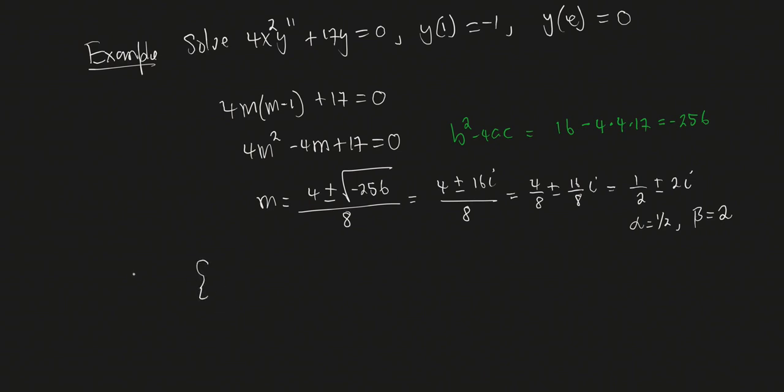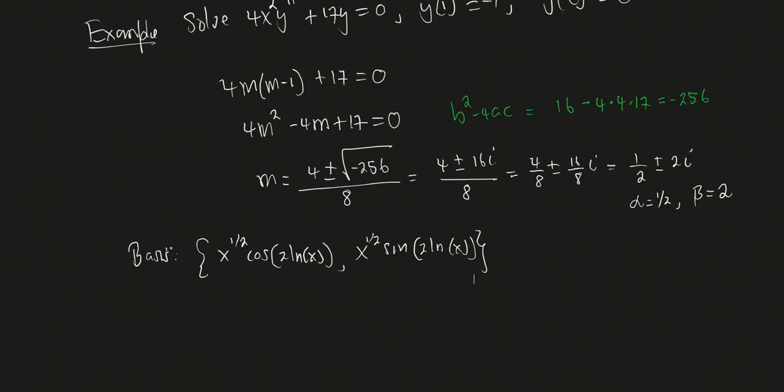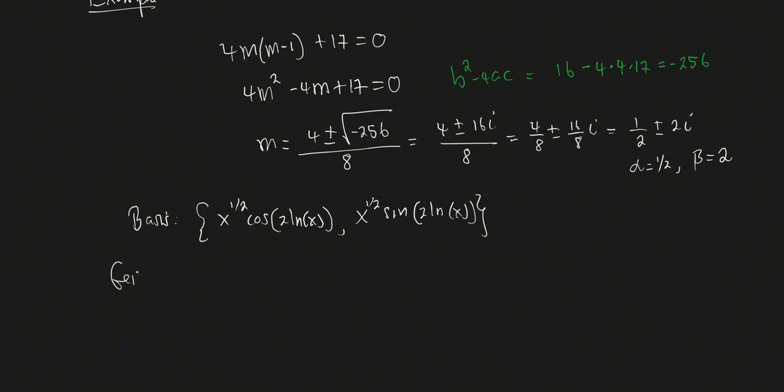Here's our basis. So our basis is x to the 1/2 cosine of 2 log x, and then x to the 1/2 sine of 2 log x, right? And just like in the constant coefficient case, in your basis, your cosine and sine occur as pairs. Just like how you have a pair of complex conjugate numbers, your cosine and sine functions show up as pairs in your basis set.